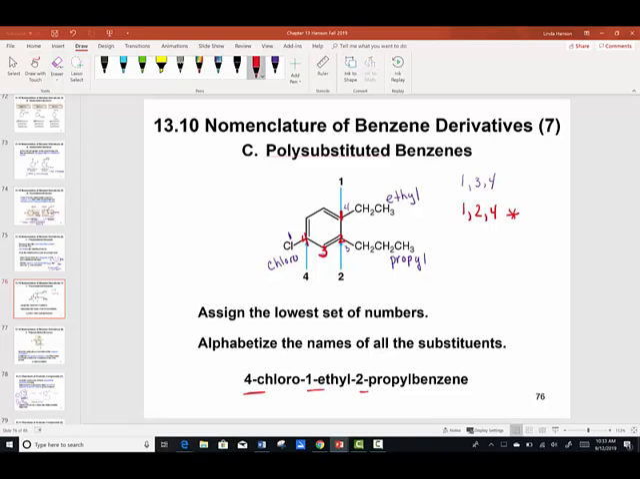And notice with 3 substituents, the ortho, meta, para do not work. They only work with 2 substituents.